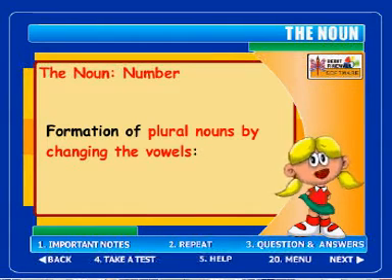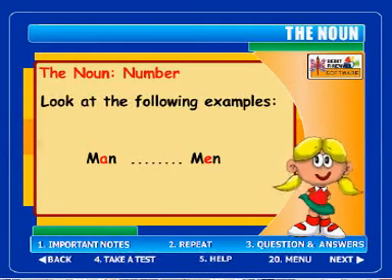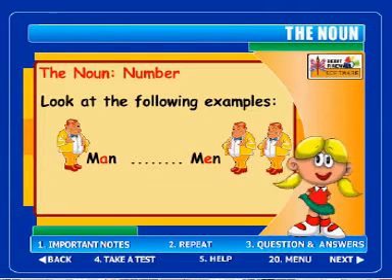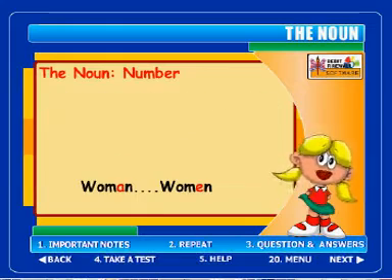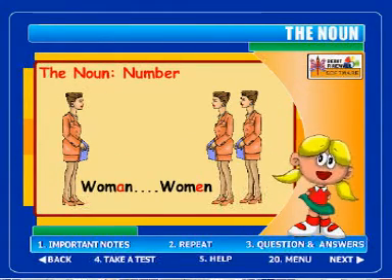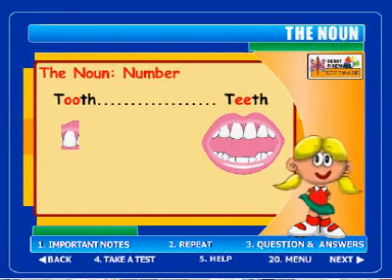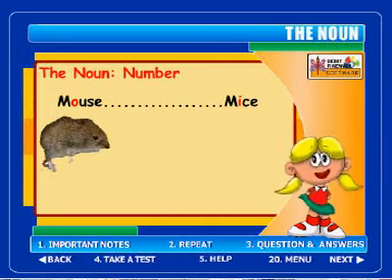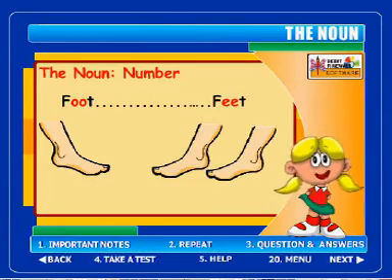Formation of plural nouns by changing the sound of vowels. Look at the following examples: man, men; woman, women; tooth, teeth; mouse, mice; foot, feet.